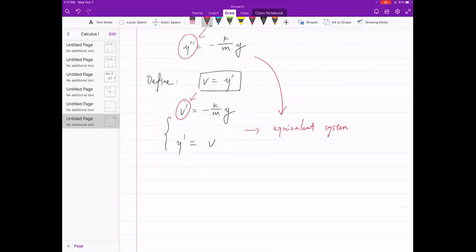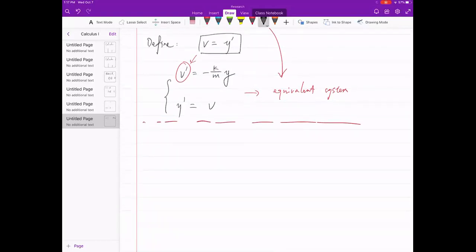Sounds good? Okay, so that's the second reason why we need differential equation systems, because if you have a higher order equation. Let me give you another example. What if you have a third order equation, y''' = -2y'' - 6y + cosine t?